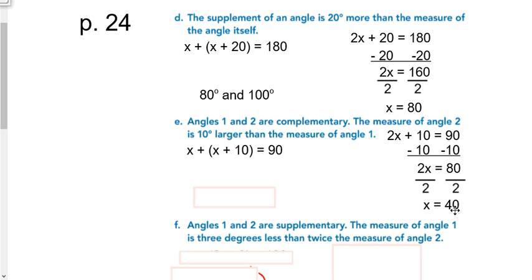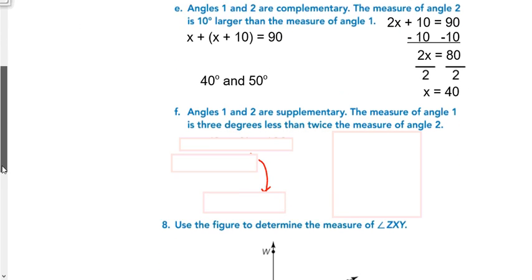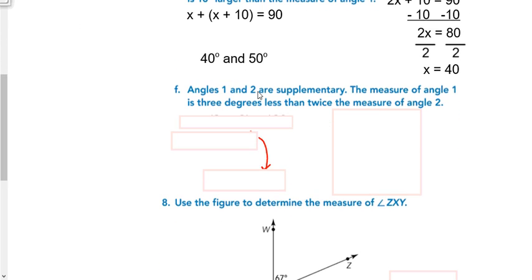That means angle 1 is equal to 40, and angle 2 is 40 plus 10, because angle 2 is 10 degrees larger than angle 1. So it's going to be 40 and 50. Make sure they add up to 90, and they do. So that was correct. And F, it says angles 1 and 2 are supplementary, so they should equal 180. The measure of angle 1 is 3 degrees less than twice the measure of angle 2.